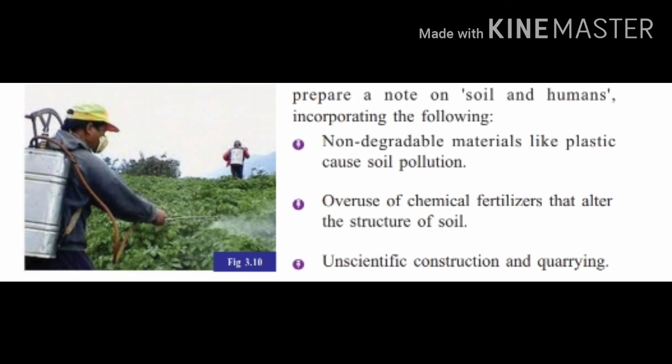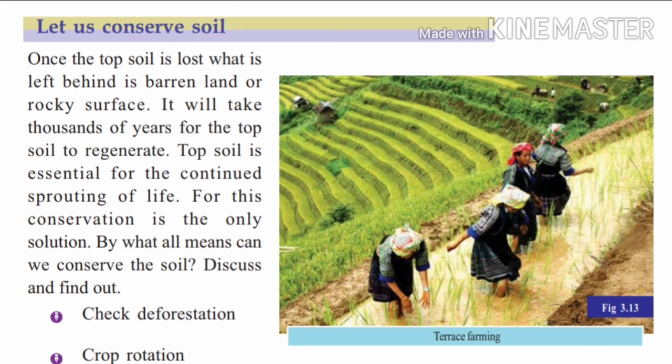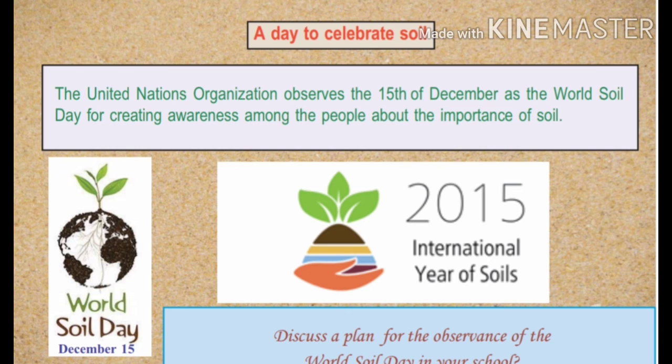How can we conserve soil? That is the point that we have to discuss to protect the soil. By avoiding deforestation, by encouraging crop rotation, and by stopping pollution, we can conserve soil.